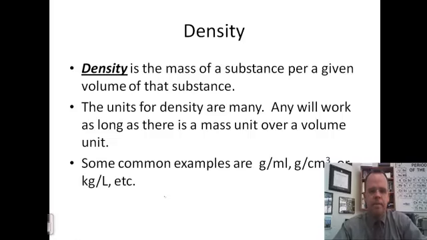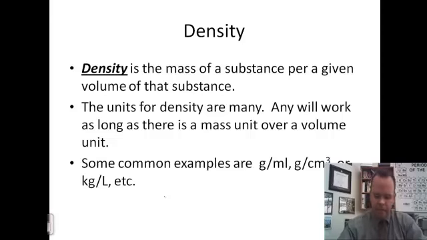Density is defined as the mass of a substance per a given volume of that substance. So the mass per unit area, or unit volume, sorry. The mass per unit volume. So the density of a substance is how much mass is in each piece of the volume. Units for density can be very different. It depends on what units we're using for mass and what units we're using for volume. This is a derived unit, just like volume is a derived unit. Now this is even derived another step as part of an equation.